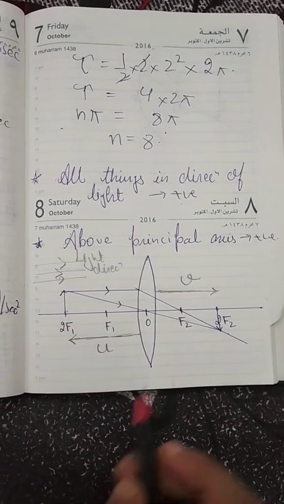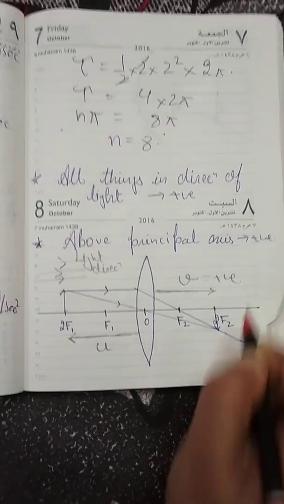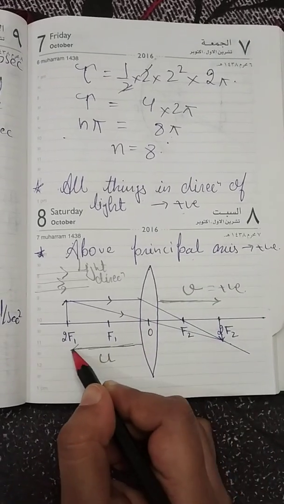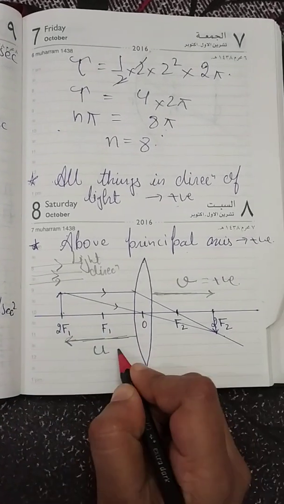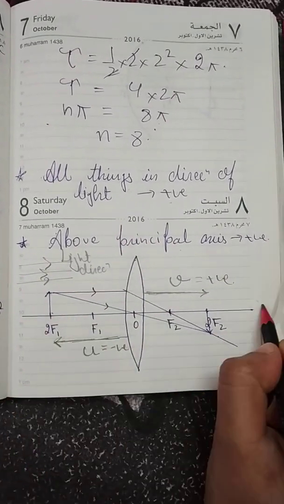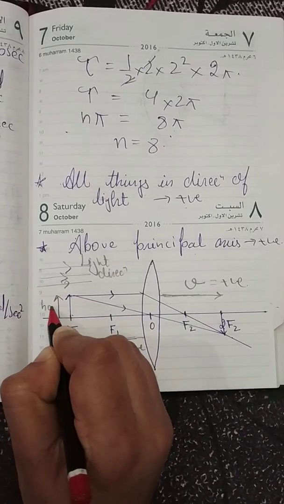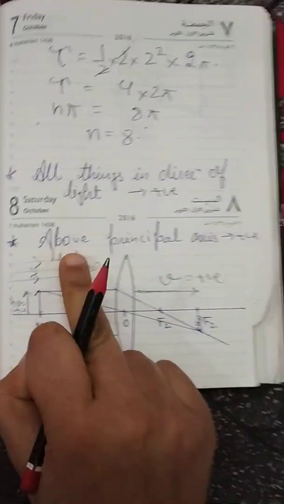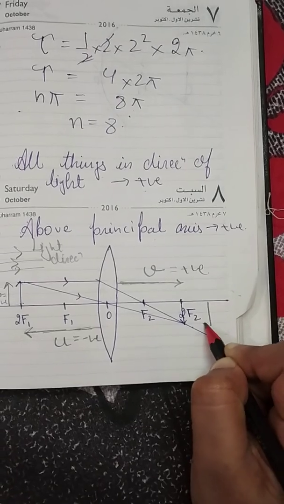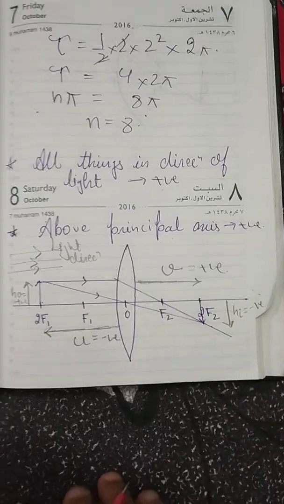Students, look at my arrows. This arrow is in the direction of light, so it means here v is positive. Here the light direction is like this, but look, my arrow is in the opposite direction to the light, so it means u is negative. What about height? Look, this is my principal axis, and the height above the principal axis, that is the height of the object, is positive. Why? Because above the principal axis is positive, and this image is below, so below the principal axis, the height of the image is negative.